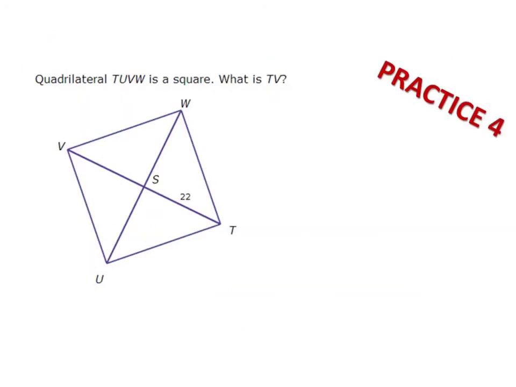Quadrilateral TUVW is a square. What is the length of TV? Be very careful, because what they're asking you is the length of that entire diagonal.